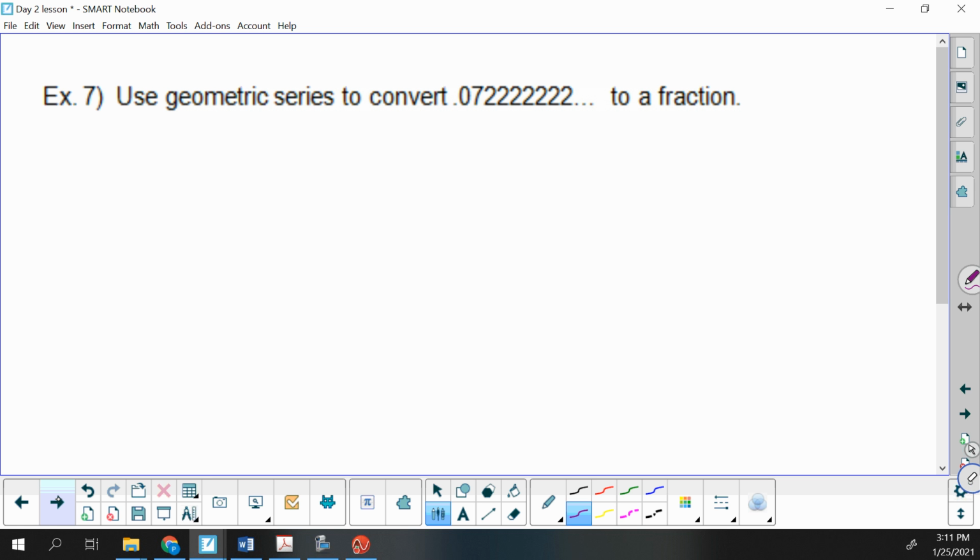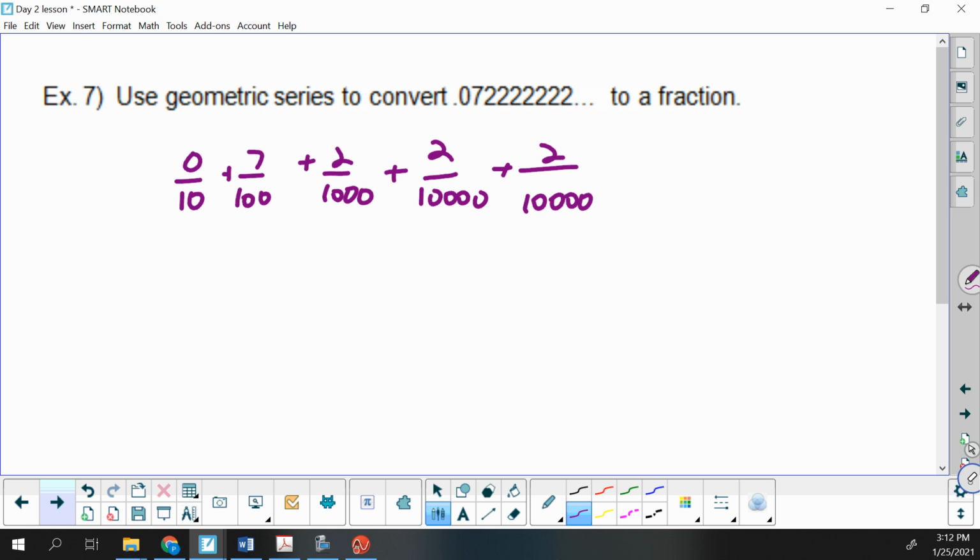Well, we can use geometric series to try and write a repeating decimal as a fraction. Let's think about what this is saying. If we have 0 in the tenths place, that's saying we have 0 over 10. 7 in the hundredths place is 7 over 100. Then we would have 2 over 1,000 plus 2 over 10,000 plus 2 over 100,000, and so on.